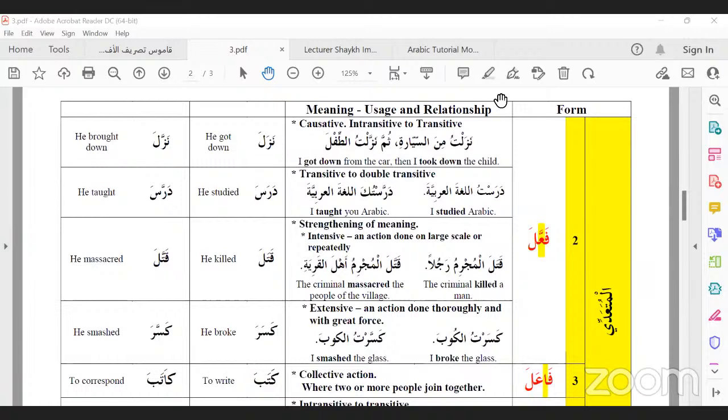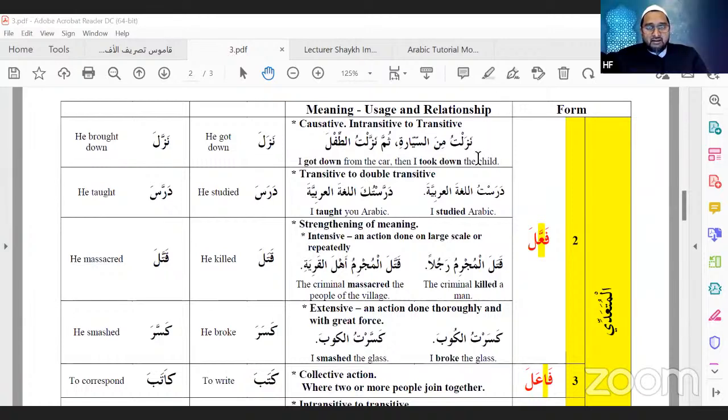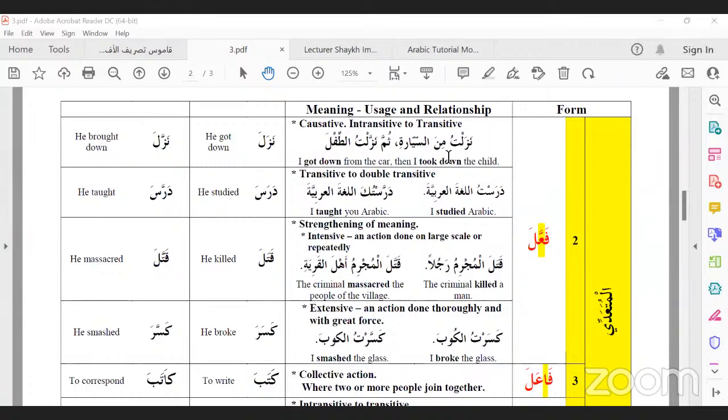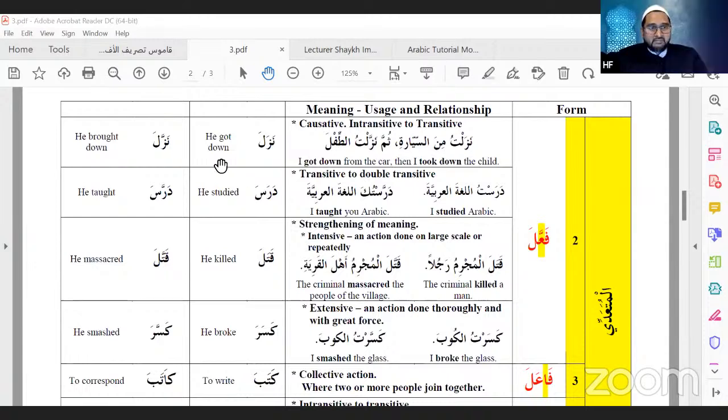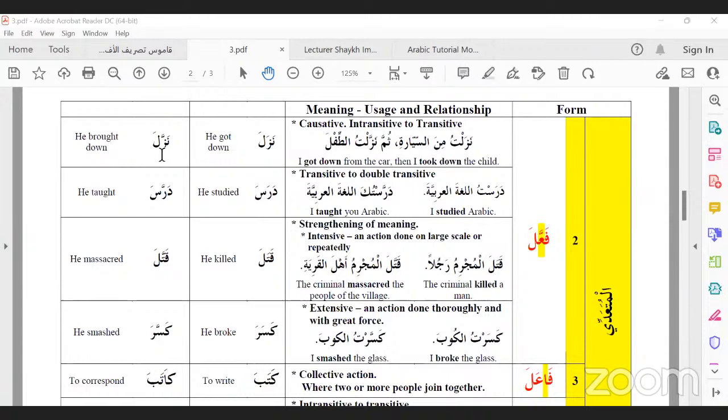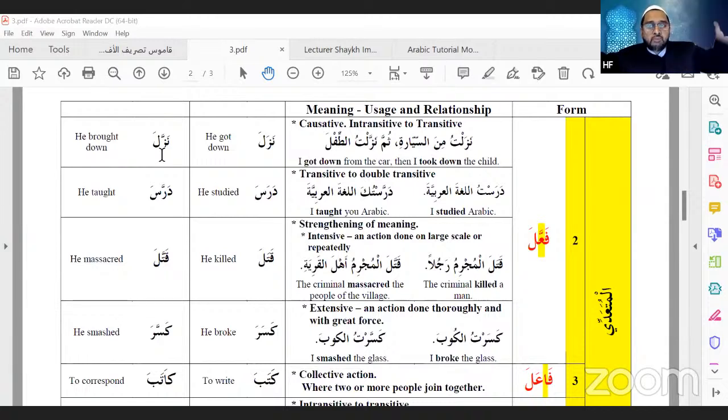Let's do the example. Nazala is he got down, he got down himself. Nazzala is something was brought down. Exactly. So when you are causing something to be brought down, the meaning of causative is being achieved, that someone is causing something else to come down. If you look at the examples, that's where they wrote meaning, usage, and relationship. Causative, meaning that the meaning of causative is being achieved.